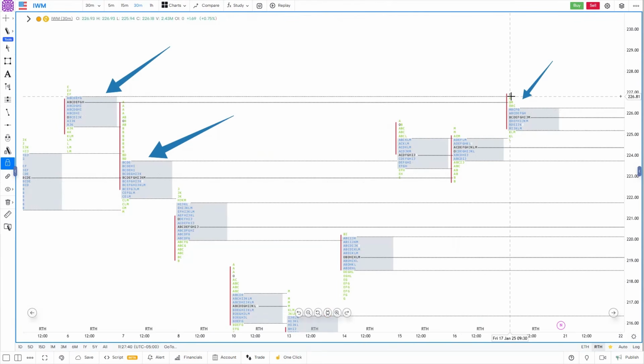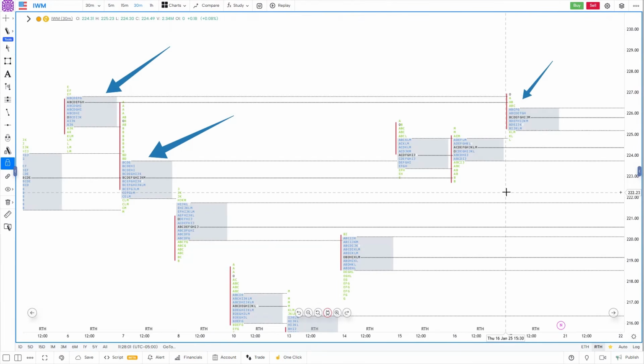Now, when you open above or below that entire movement, it's called out of balance. So the 17th actually opened way out of balance from the top of the 16th profile, in almost the 227 range, or the 227 price tag. So that's considered out of balance to the upside.